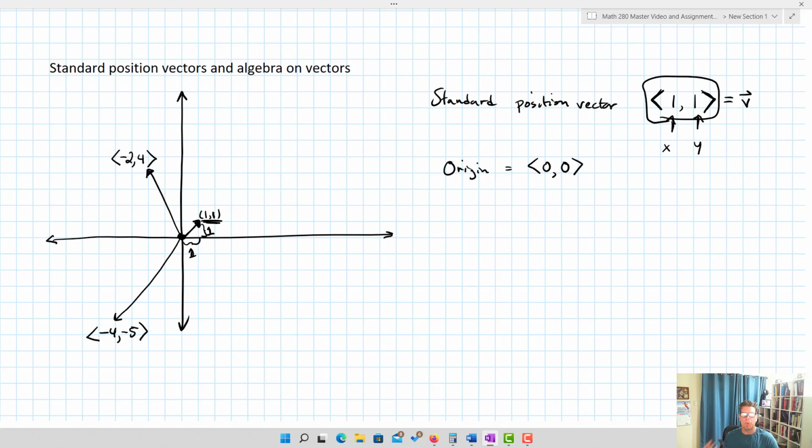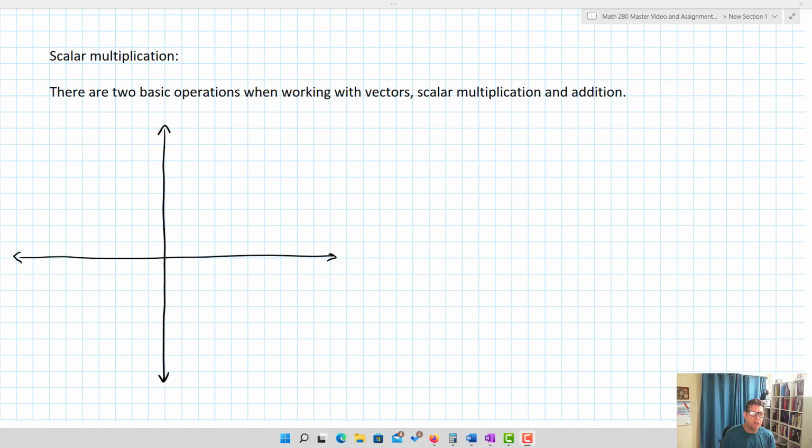These are going to become really crucial because they're going to allow us to do some algebra. There are two basic operations when working with vectors. One's called scalar multiplication, and the other one's called addition. Geometrically, scalar multiplication is thought of as compressing or expanding.